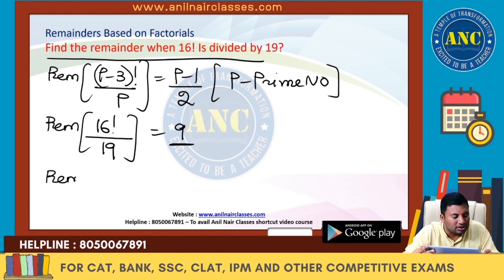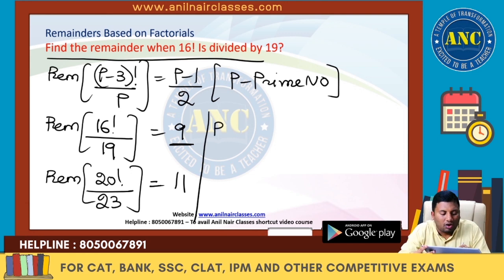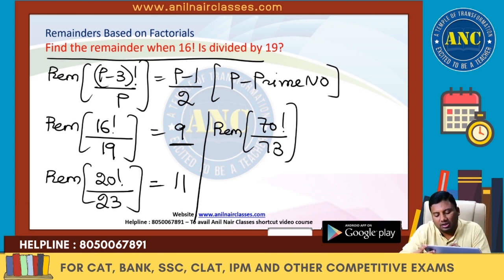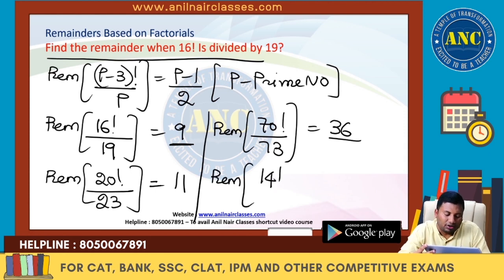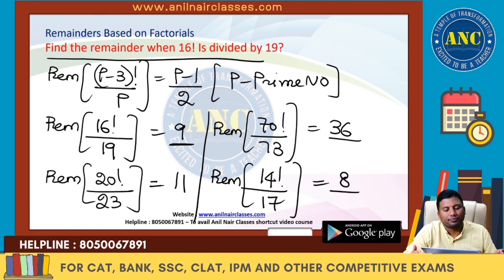Suppose the question is the remainder when 20 factorial is divided by 23. 23 minus 1 is 22, and 22 by 2 is 11. It's all direct calculation. 70 factorial by 73: 73 minus 1 is 72, by 2 is 36. If the question is the remainder when 14 factorial is divided by 17: 17 minus 1 is 16, 16 by 2 is 8.